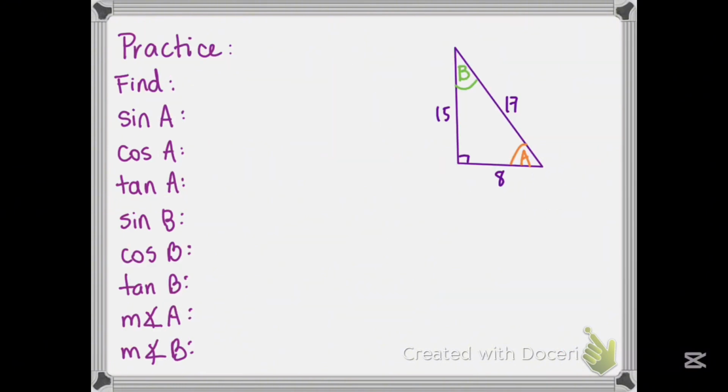Now I want you to pause the video and do this practice by yourself. Remember to use the SOHCAHTOA to help you, and then you can check your answers with my process. So let's look at it.